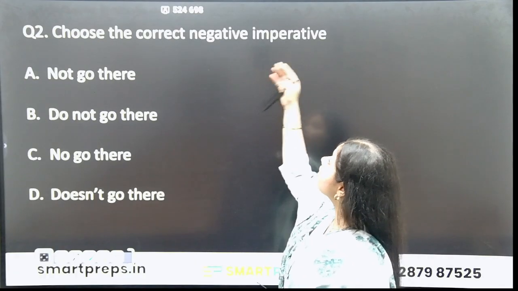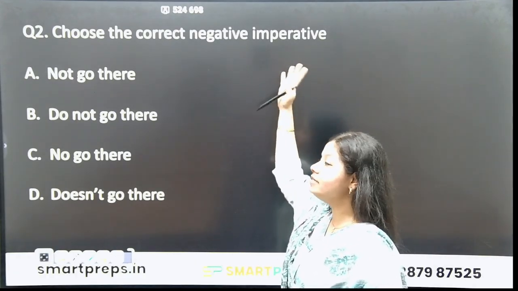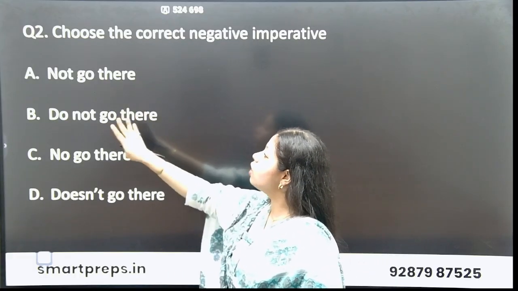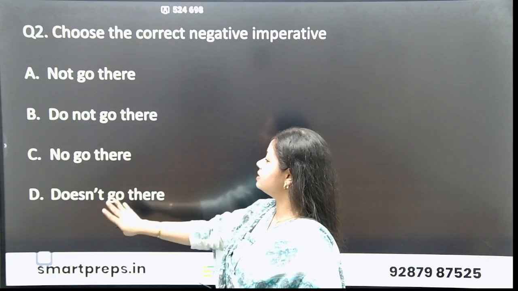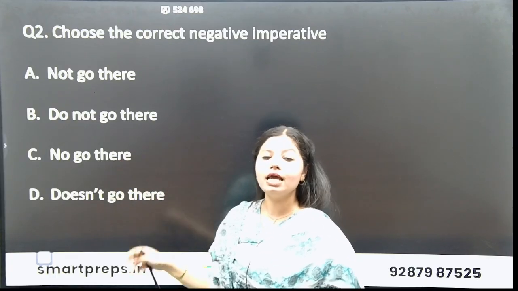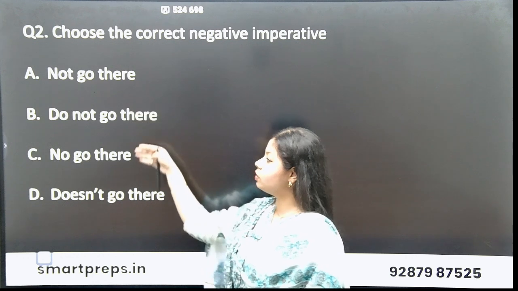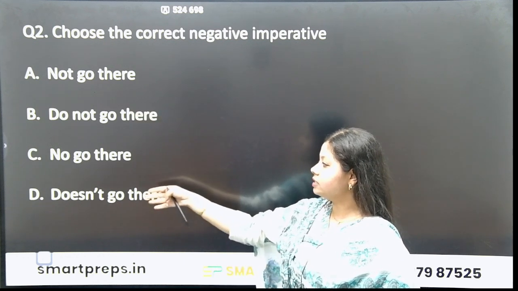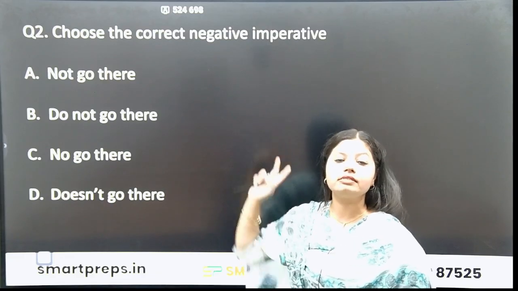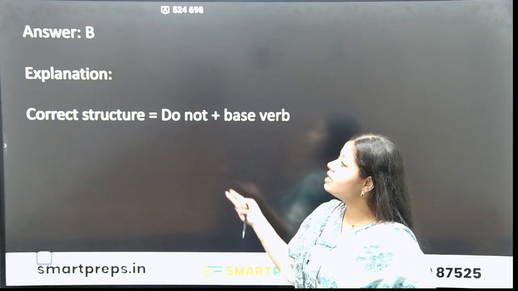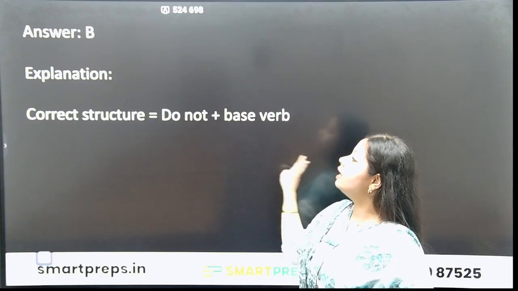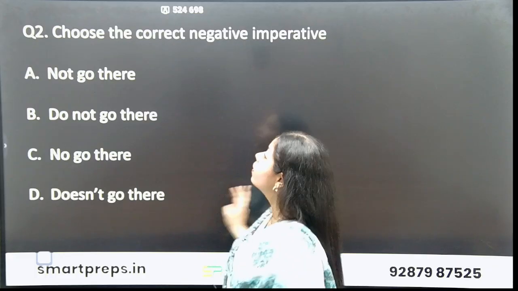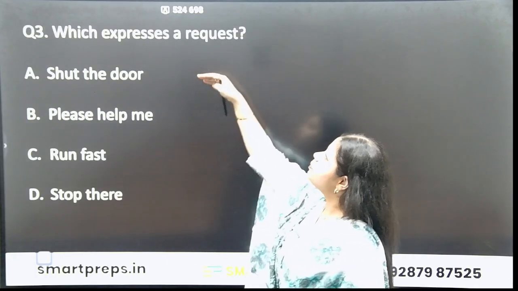Choose the correct negative imperative. Negative imperative is when we will be using "not" in the sentence. Not go there, do not go there, no go there, doesn't go there. Which is actually the grammatically correct option? Because everywhere there is "not". So do not go there is the grammatically correct answer. The correct structure is do not plus the base verb. Do not plus base verb is what? Go. Alright.